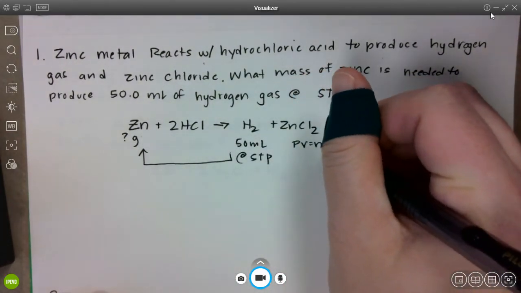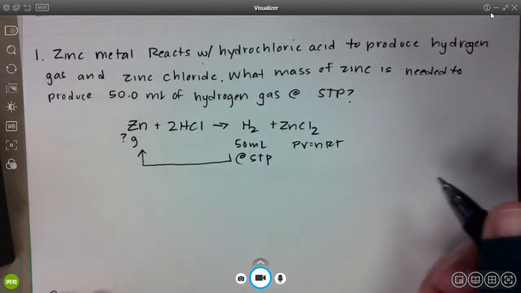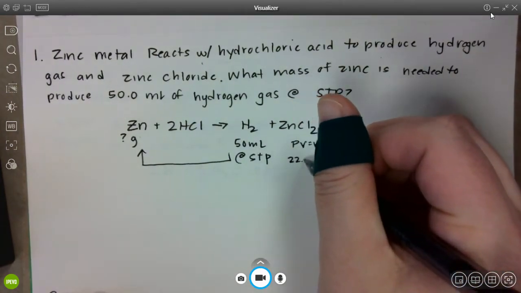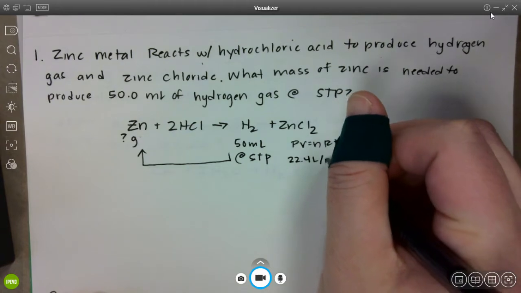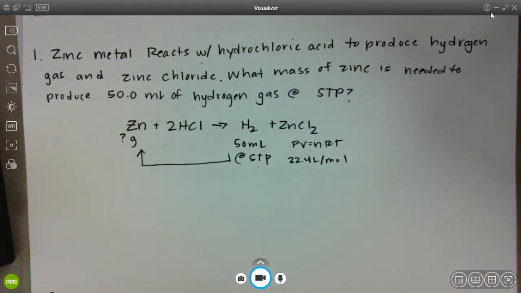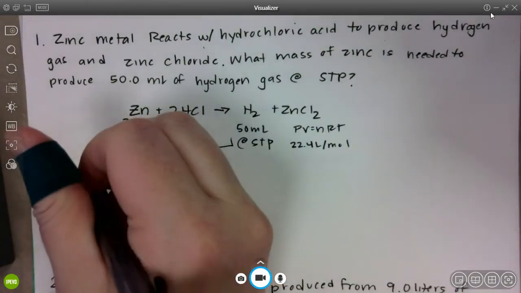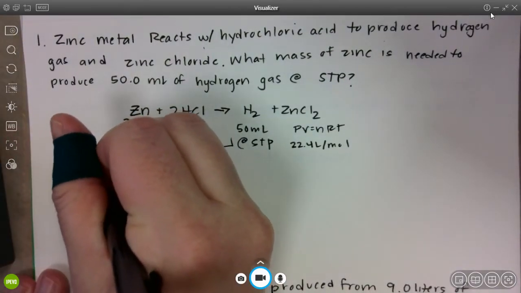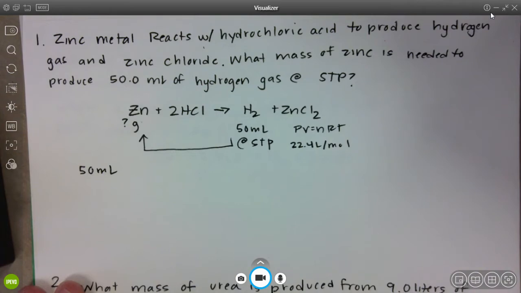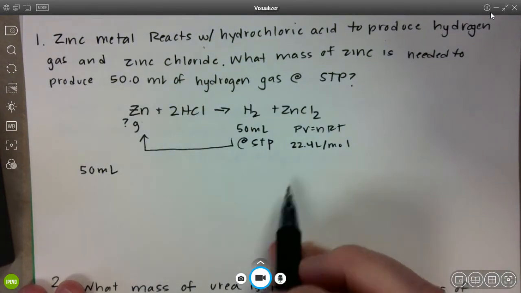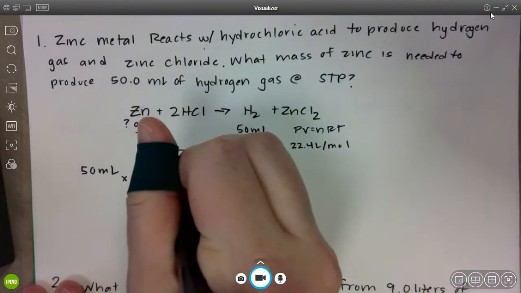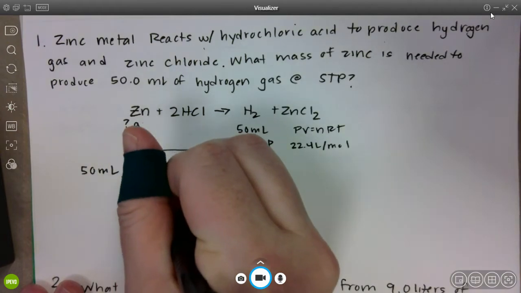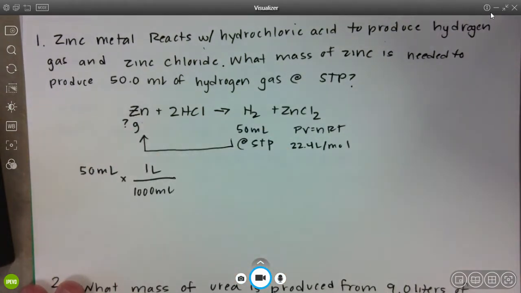There's PV equals nRT for any circumstance, or we can recognize that there are 22.4 liters in every mole, and we can use that in our stoichiometry as well. And that's what I'm going to do in this example. So if I have 50 milliliters of hydrogen, now this is in liters, so we got to make this work. I'm going to just convert 1,000 milliliters for every 1 liter, okay?